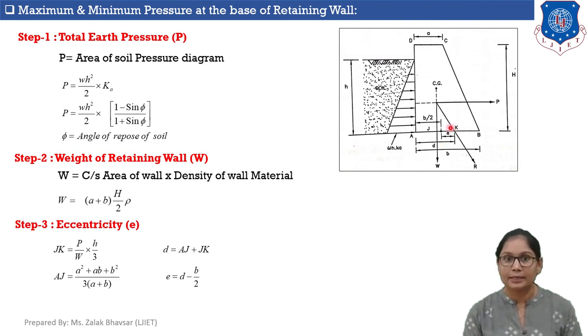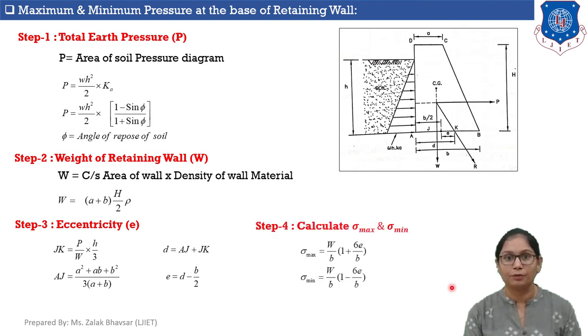Now, e, the eccentricity, is equal to d minus b by 2. Again, d is the distance between point A to K. From d, we are deducting b by 2, which is the x bar of this dam structure. So for calculating eccentricity, we will use this equation: e is equal to d minus b by 2. Now let's move to step number 4. In step number 4, we will calculate sigma maximum and sigma minimum. And here are the equations to calculate sigma maximum and sigma minimum.